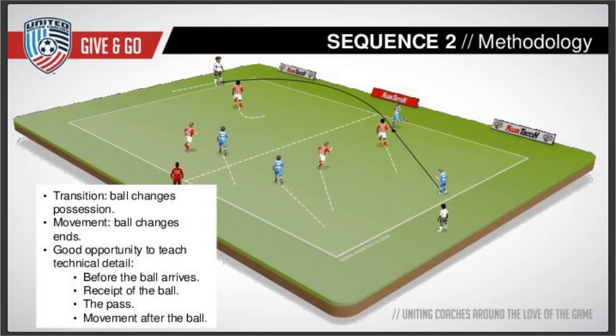And this is a good opportunity for us to start teaching some of the technical detail that we want for our players. So if we want this to be a more advanced session, we start looking at what do the players do before the ball arrives, what do they do when they receive it, and how do they receive it? What type of pass do they make along the ground, in the air? Is it bent? Is it chipped? Is it driven? And then once they've played it, which is the hardest concept for young players to learn, they must then move into a position to support.